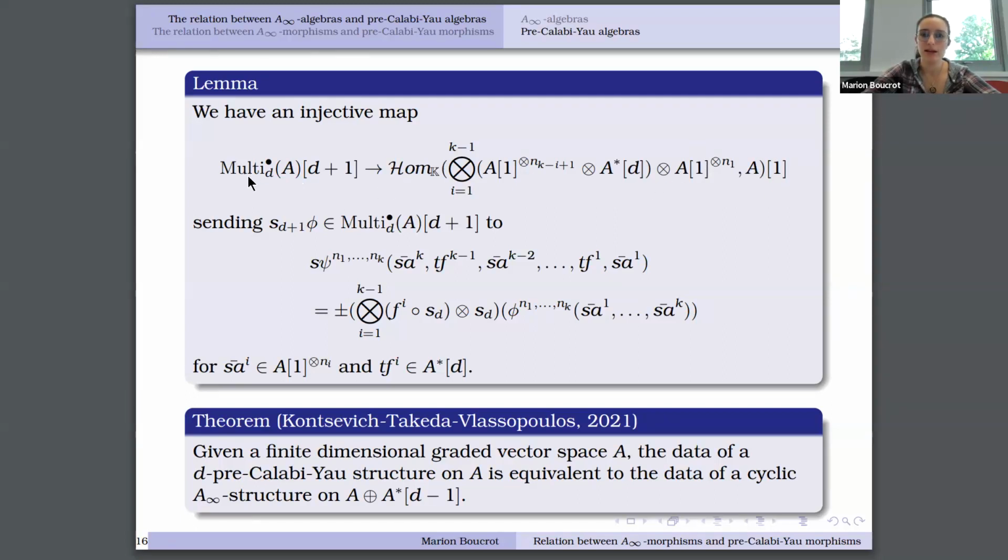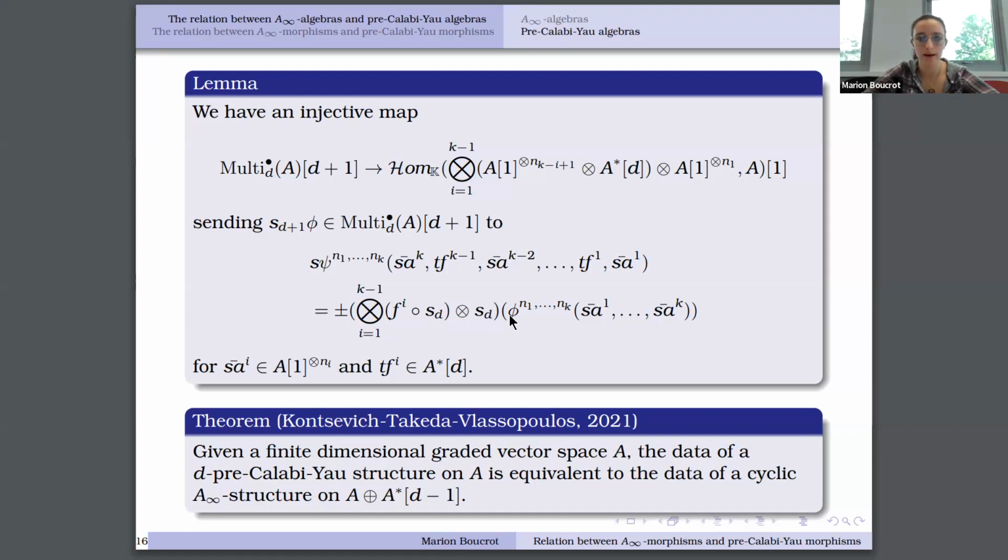So we will send an element of the shifted multidual to some element of this home space, which is given, if we apply it on arguments like this, up to a sign coming from the Koszul rule, by this thing.